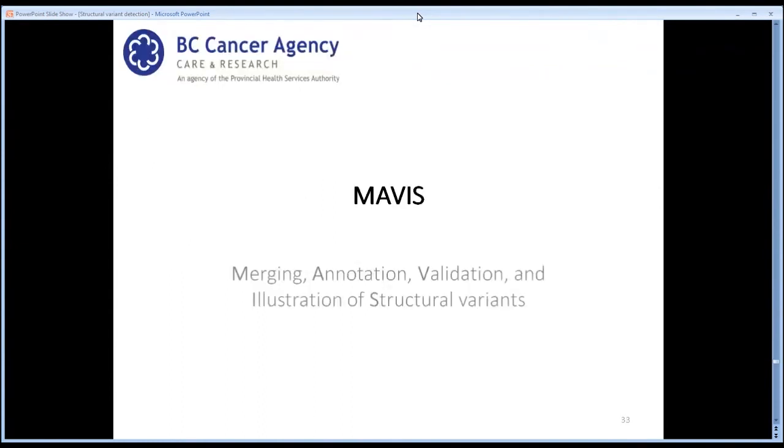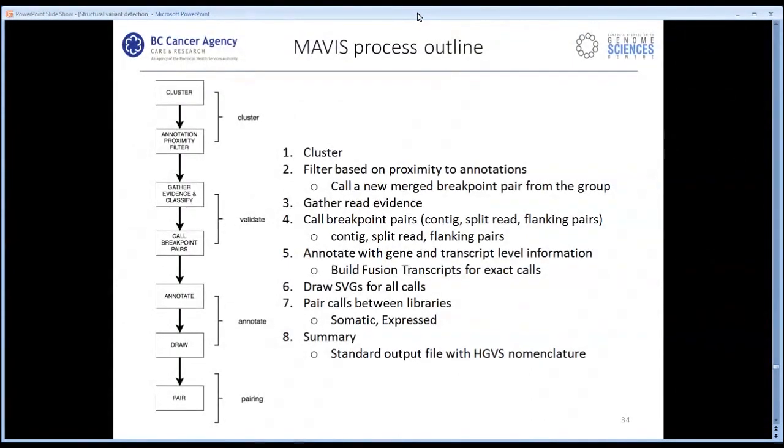So what we have come up with at the Genome Sciences Centre is our own tool called MAVIS, which merges, annotates, validates, and illustrates structural variants. This slide shows the MAVIS process outline. So there are 4 main modules to this process.